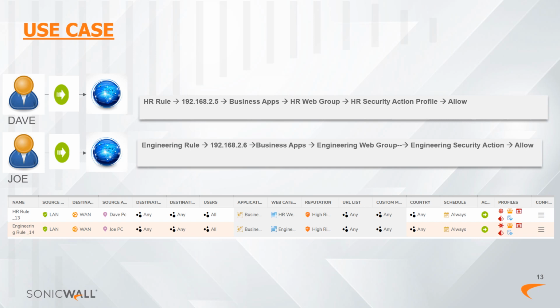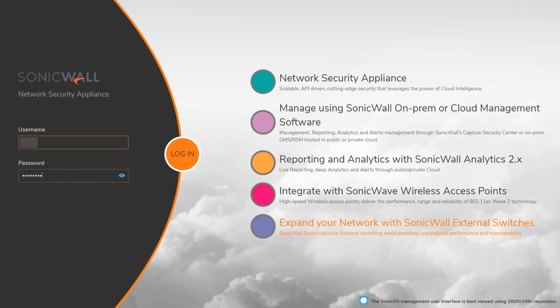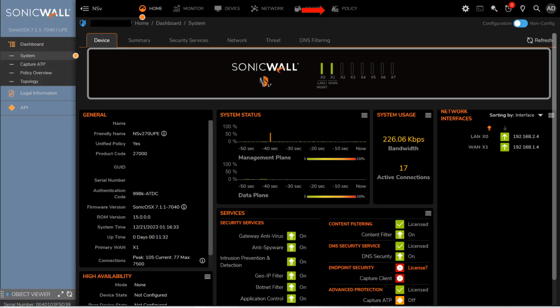The second use case is designed for engineering user Joe. It grants him access to business applications and categories sanctioned for engineering. Joe also has a security action profile that is explicitly tailored to his work as an engineer. We'll get into the significance of these 2 use cases and the functionality of the recently released Object Viewer feature in Demo Section 2. We'll log into the Firewall Administration app. Note that the firewall is running SonicOS X 7.1.1. Navigate to the Policy tab.